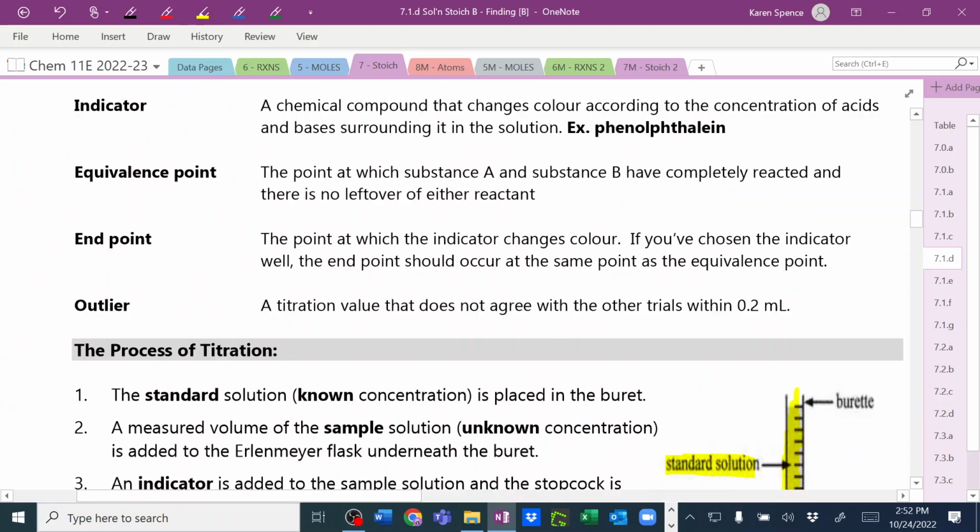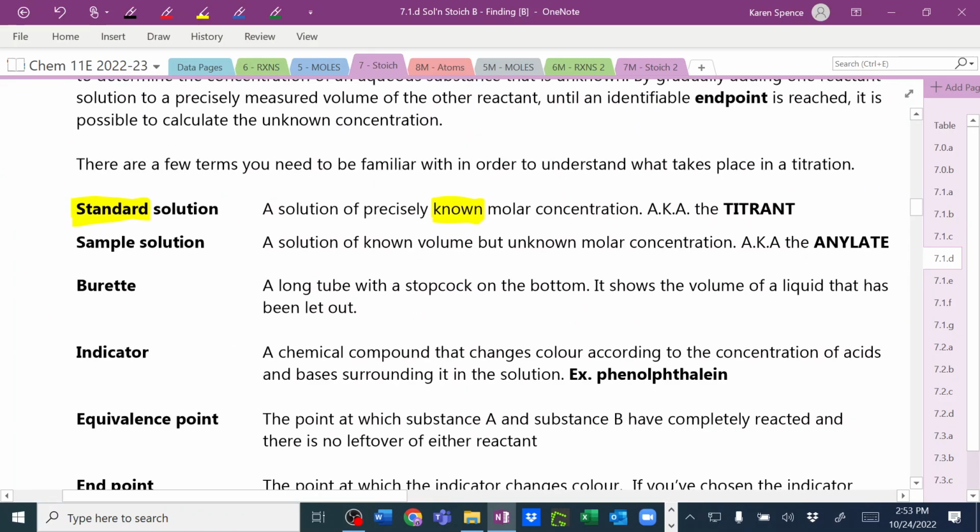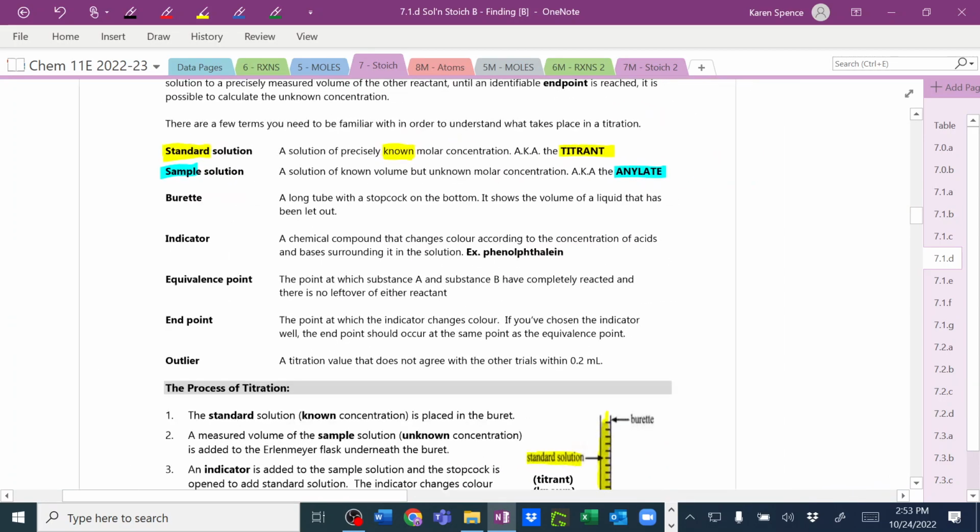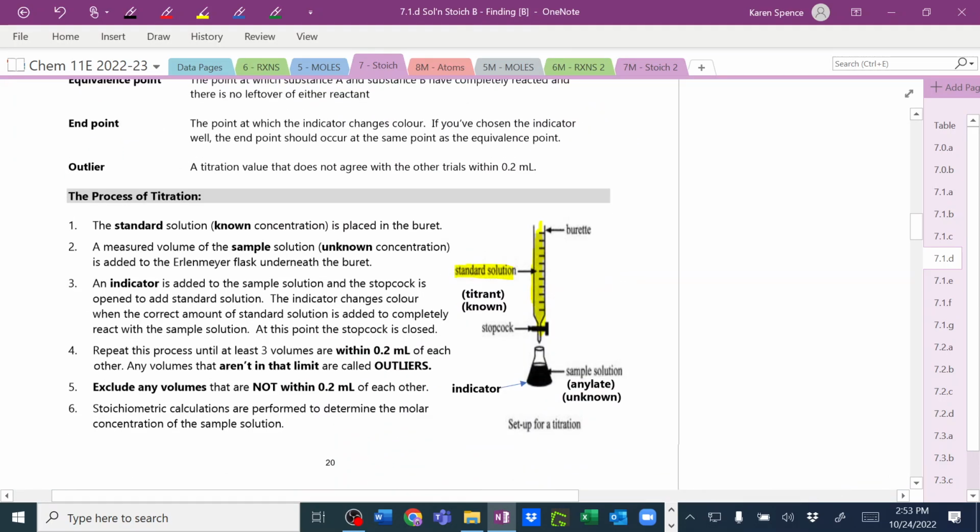So that's our standard solution. It is also known as the titrant. The sample solution is also known as the analyte because it's being analyzed. You are analyzing the HCl in this case. So your sample is down here. That's your analyte, and it's whatever is your unknown concentration. So your standard is known. It's also known as the titrant.